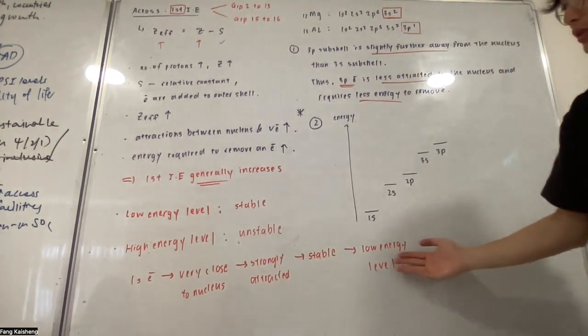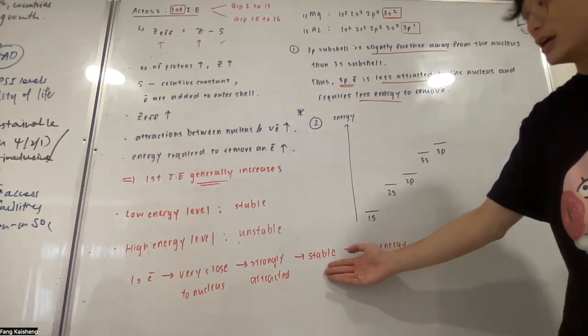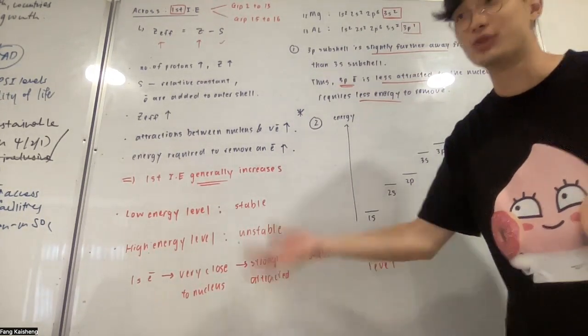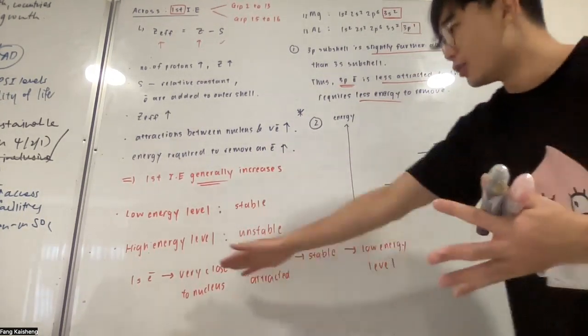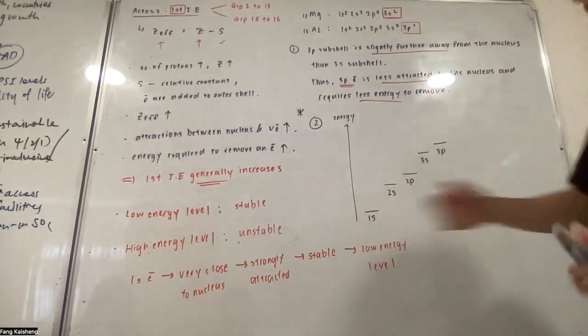The higher the energy level, the less stable the electron, so it's less strongly attracted. So you need less energy. So you see this thing over here is very useful. Whenever you're lost, just come back to that.